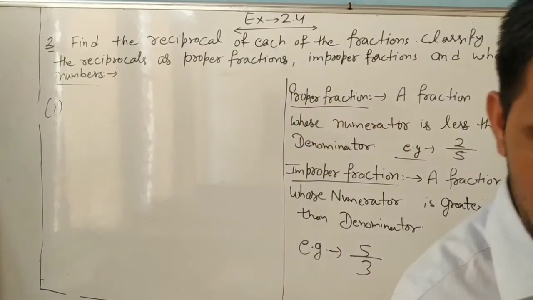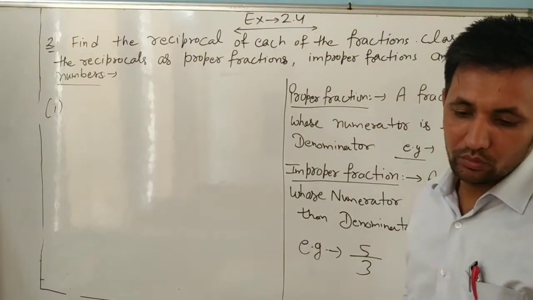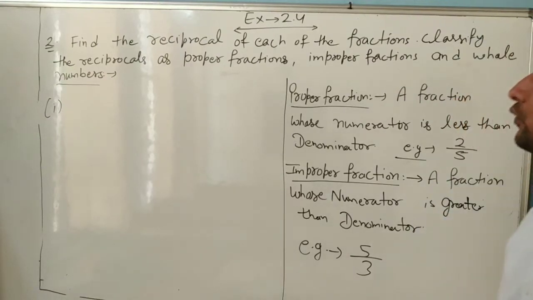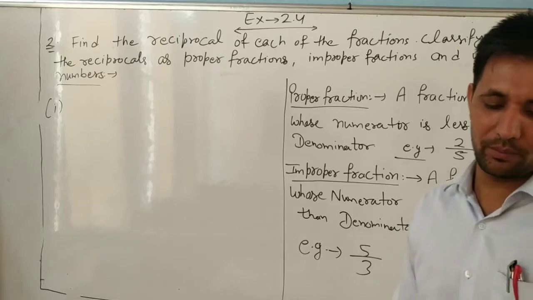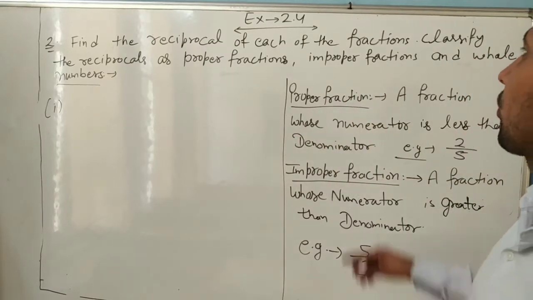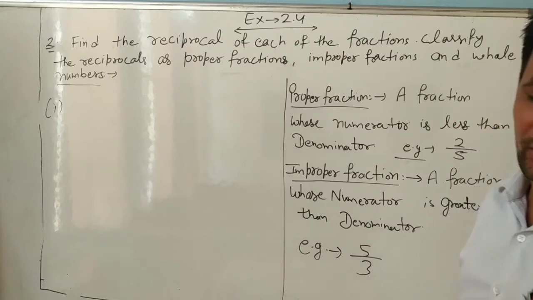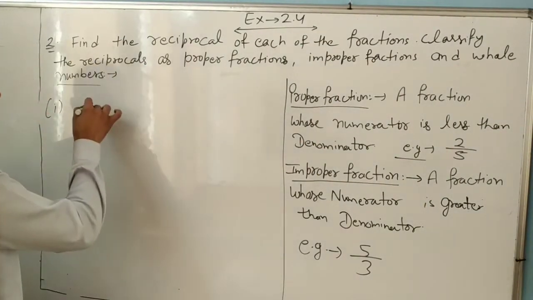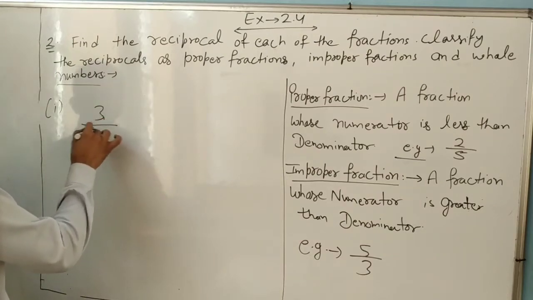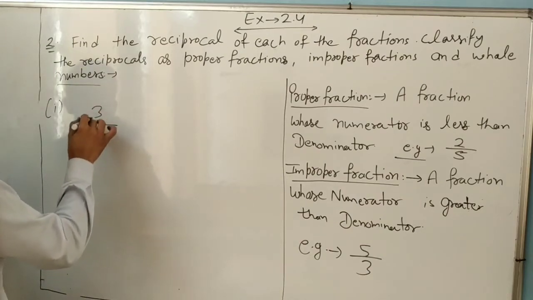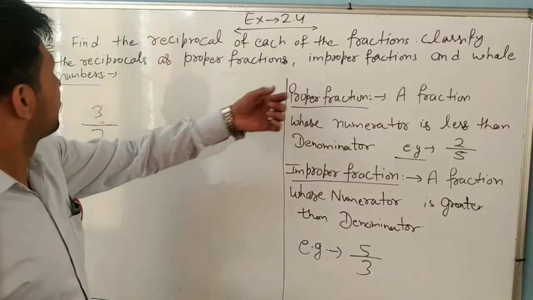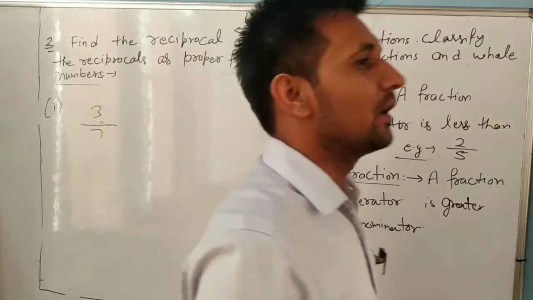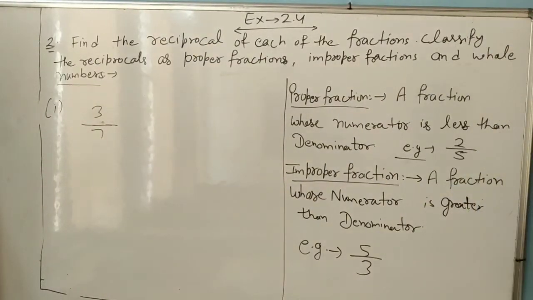In exercise 2.4, we have left only one question, question number 2. Questions 1, 3 and 4 we have already finished. Now question number 2: find the reciprocal of each of the fractions. First we have to find the reciprocal. What is the first part? 3 upon 7. And after it, classify the reciprocal, whether it is a proper fraction, improper fraction or whole number.